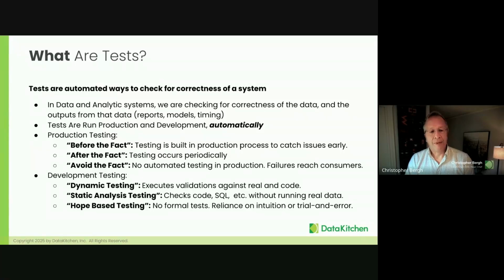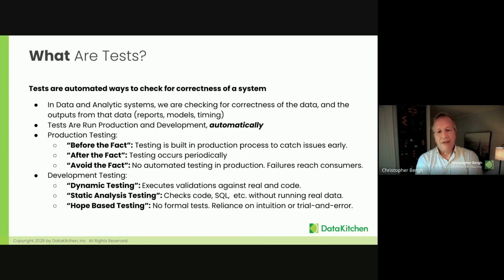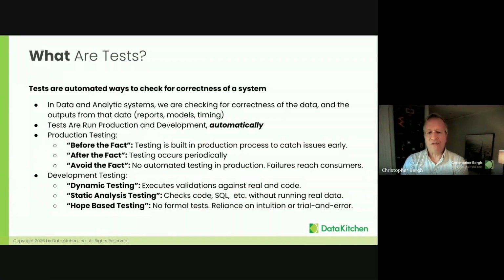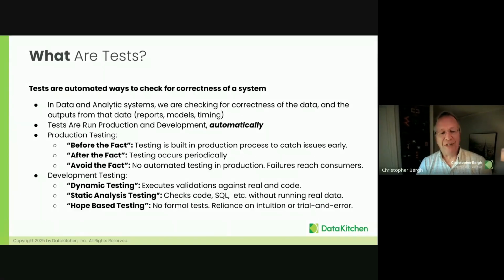And a similar sort of trio happens in development, right? There's what I call dynamic testing. You're executing validations against real data and real code. And then there's another one called static analysis. You're checking the code or SQL for syntax problems without running real data. And then there's another one that I cheekily say is hope-based testing. You're doing no formal tests. You're reliant on intuition, or you're having somebody look at it and they click around and go, that feels right.